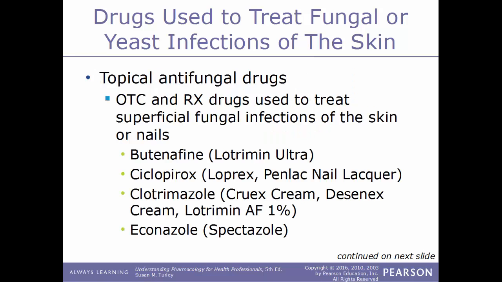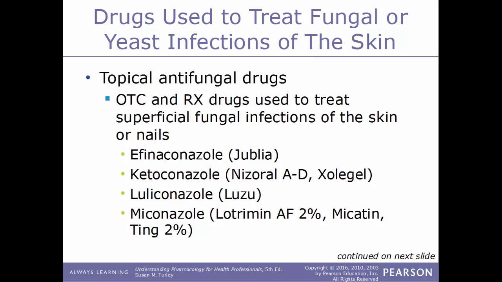Now, some examples of topical antifungal drugs, and these are both over-the-counter and prescription-strength drugs used to treat superficial fungal infections of the skin or of the nails. Some examples here would include butenafine, also known by the brand name Lotrimin Ultra, ciclopirox, known by the names Loprox or Penlac Nail Lacquer, clotrimazole, known by the brand names Cruex Cream, Desenex Cream, and Lotrimin AF 1%, and also econazole, known by the brand name Spectazole.